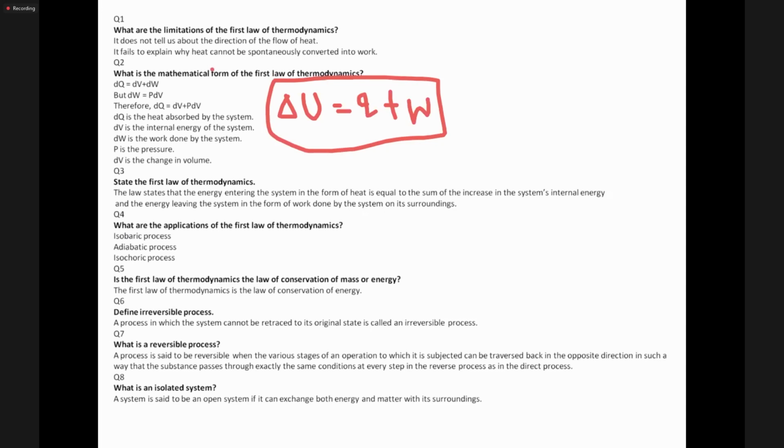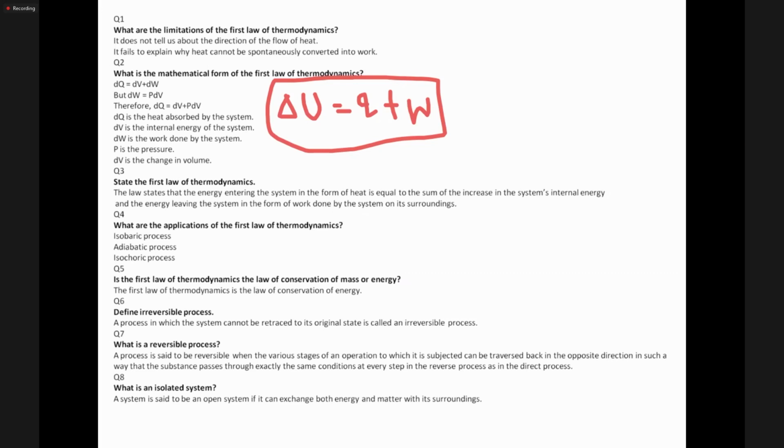Take the first law of thermodynamics, which you will find in every textbook, but for your ease of understanding, I have written it over here. The first law states that the energy entering the system in the form of heat is equal to the sum of the increase in the system's internal energy and the energy leaving the system in the form of work done by the system on its surroundings.